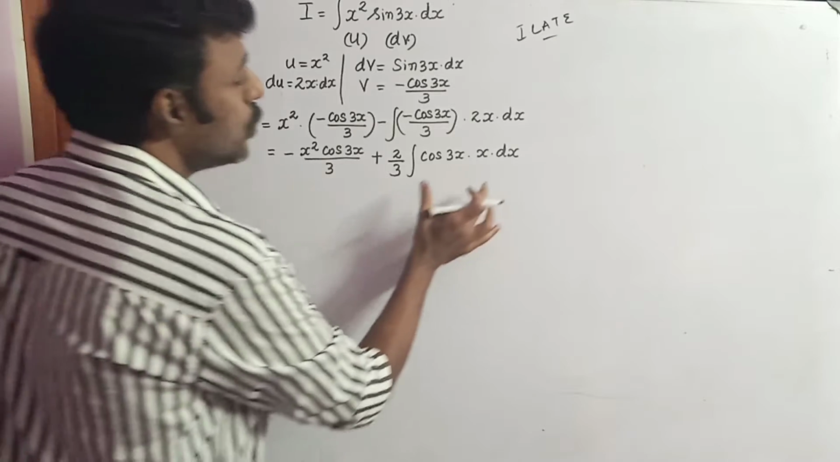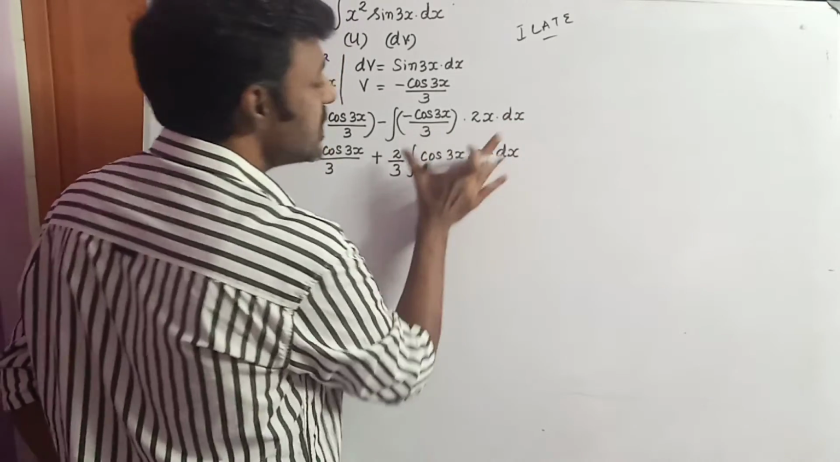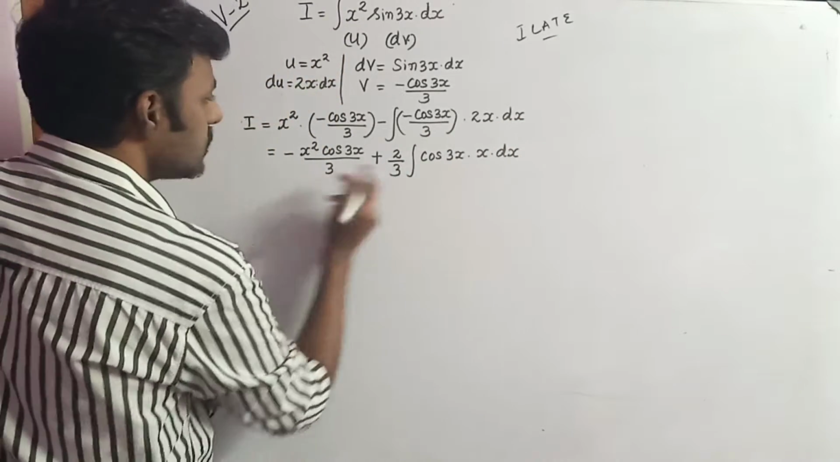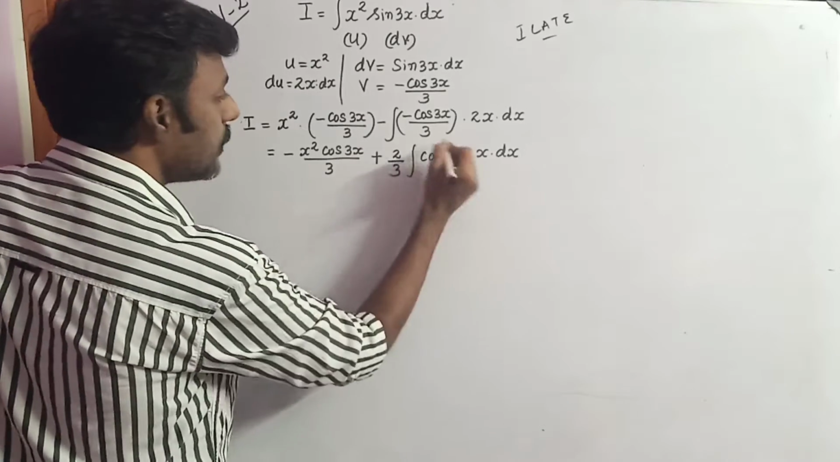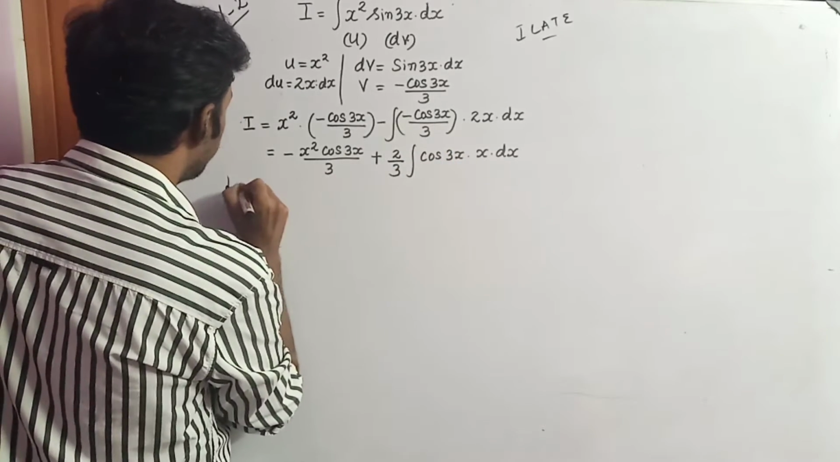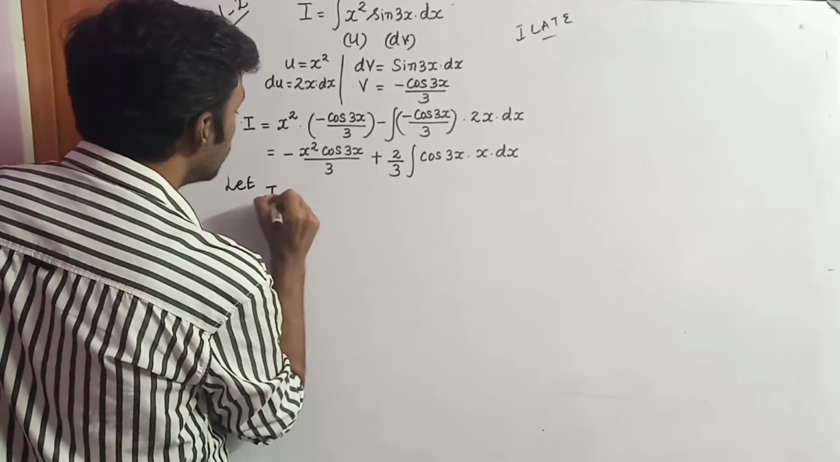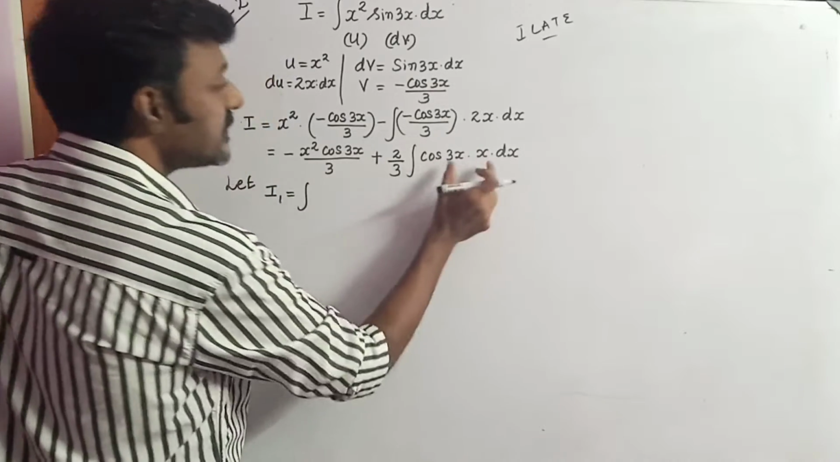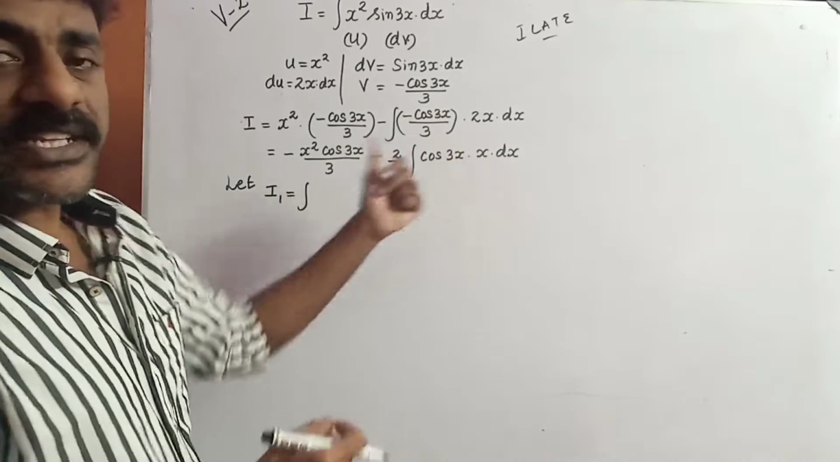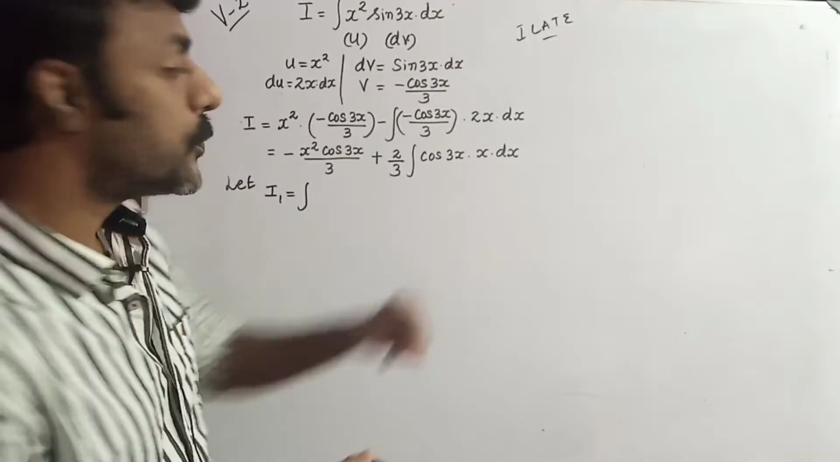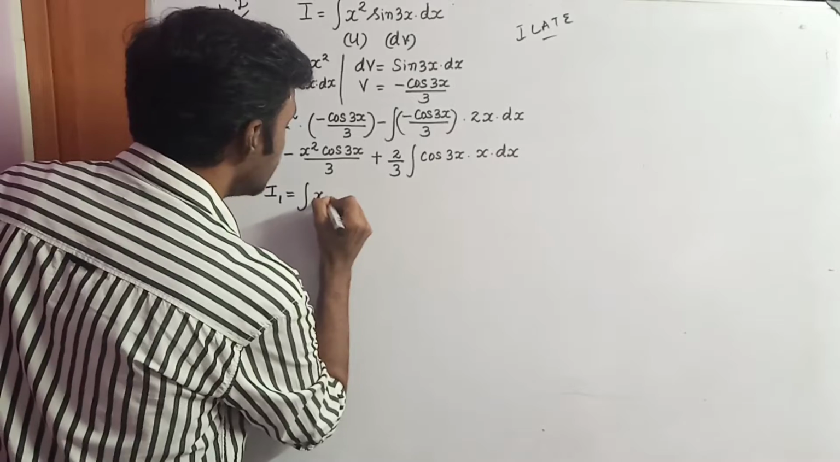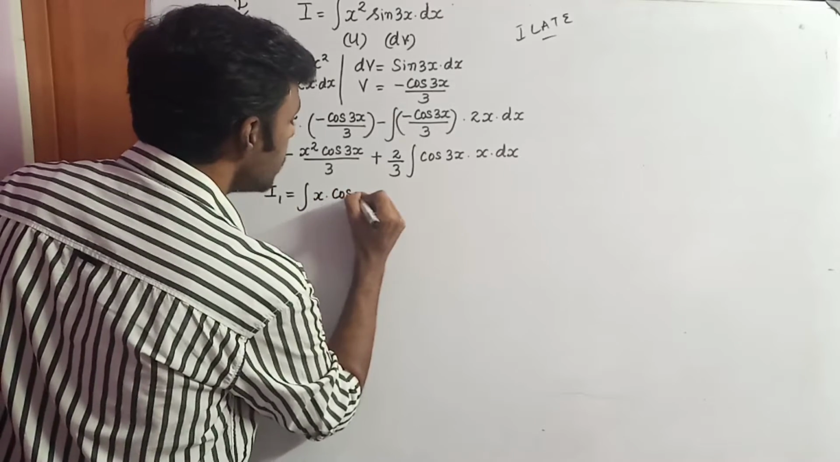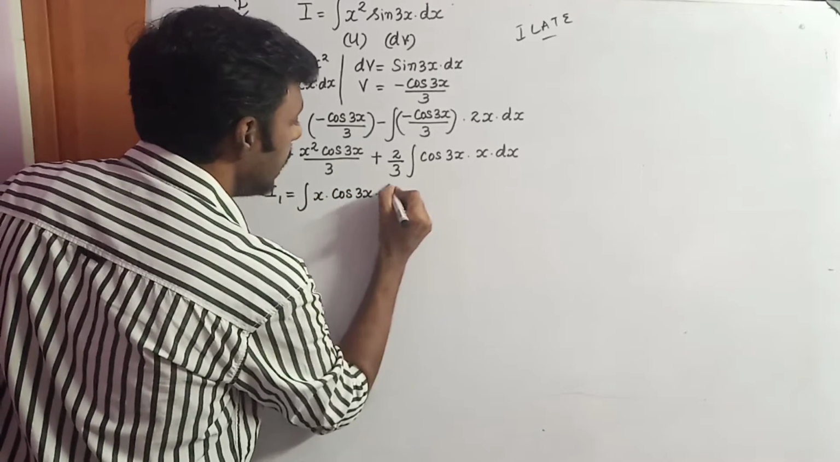Now we need to evaluate this integral. Let us assume I1 is equal to the integral of cos 3x into x into dx. Now I'm interchanging the terms based on this ILATE principle, so I'll be getting x into cos 3x into dx.